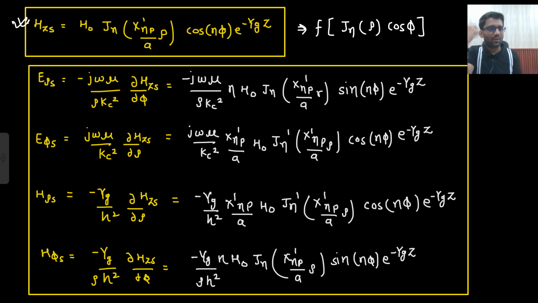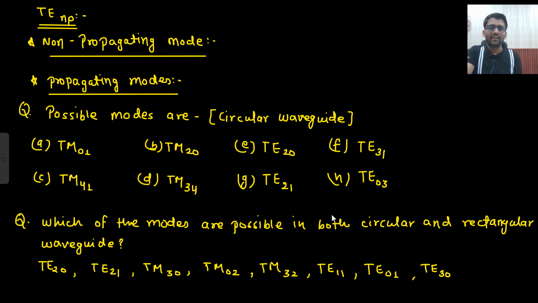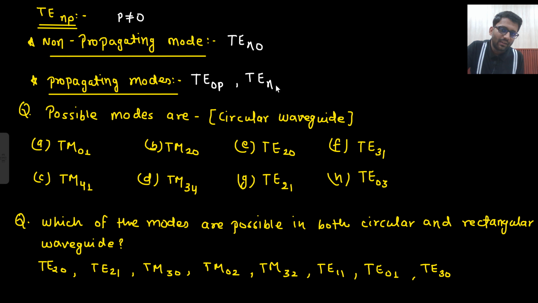H phi expressions. So now let's see some questions, or before that we will see the non-propagating mode and propagating mode. So what will be the non-propagating mode? That you already know, that would be TE n0, because the P value can never be 0. And what will be the propagating mode? All those modes will be propagating, that is TE 0P and TE nP, where P is not equal to 0. So all other modes will be propagating.